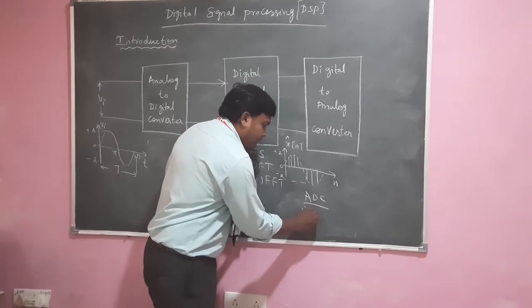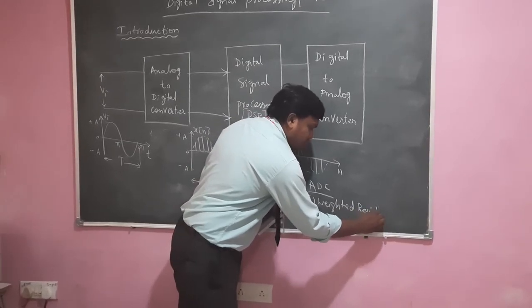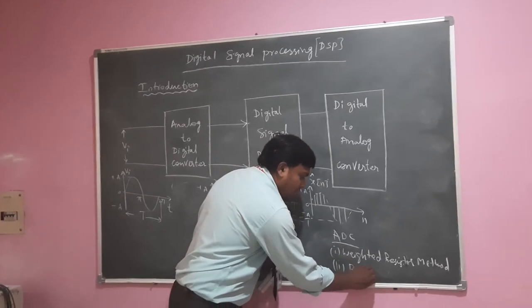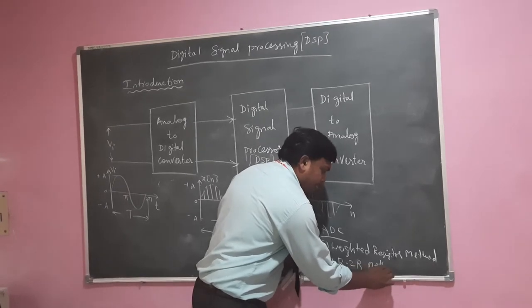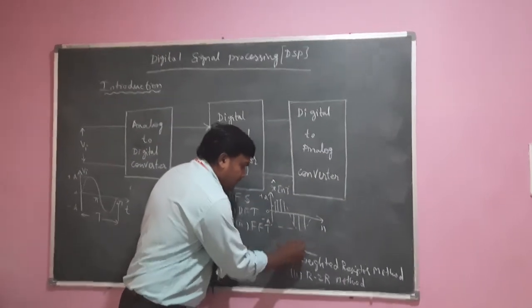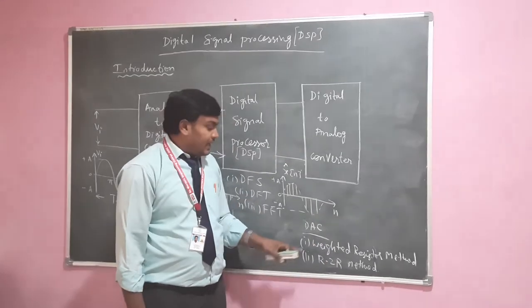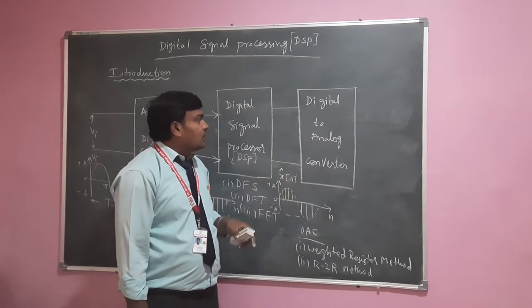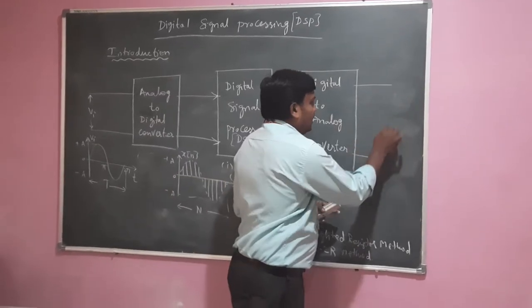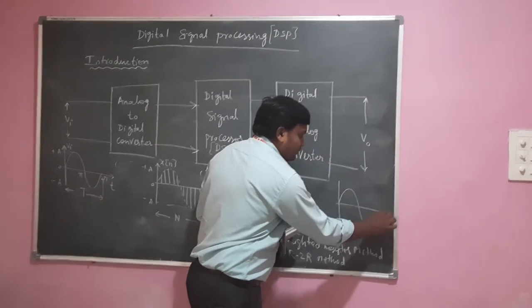In the case of the digital to analog converter, we can use DACs: the weighted resistor method, and another one, the R-2R resistor method. These DACs we can use in place of this block, the digital to analog converter, which converts this digital signal again into the output. Again here we get the output signal V0.